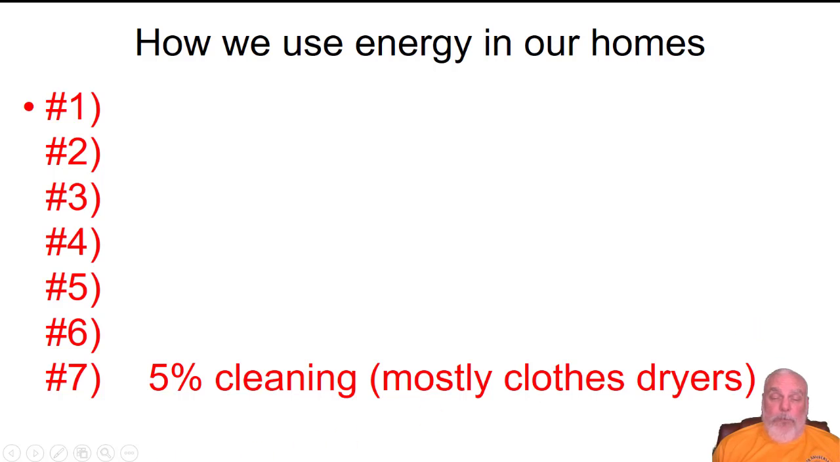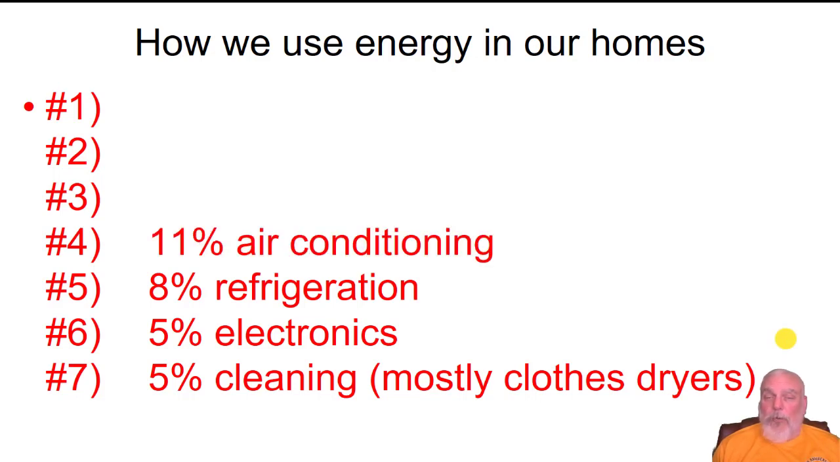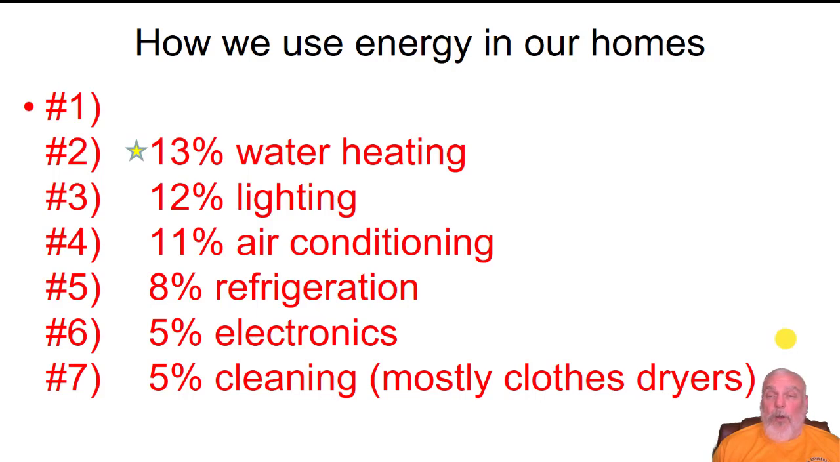The seventh greatest use is going to be cleaning, so it's going to be primarily your clothes dryer. One easy way to reduce the amount of energy used for your clothes drying is to use a clothesline. So hang your clothes up outside and dry them in the sun. Electronics, that's going to be your computers, televisions. Refrigeration, that's keeping your food cold, your milk in the refrigerator. Air conditioning, lighting. And number two is going to be water heating.